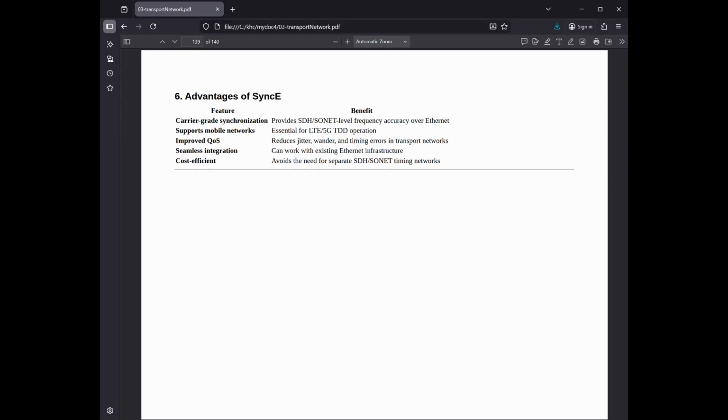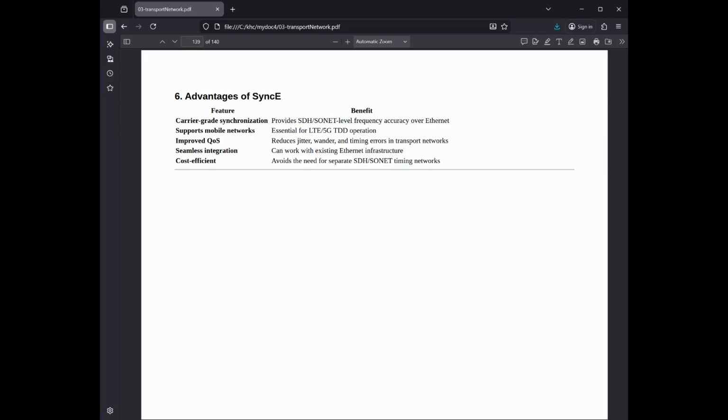Physical layer stability. Unlike packet-based timing, NTP/PTP, SyncE derives its clock from the bit stream on the wire. This makes the synchronization immune to network congestion, packet loss, or delay variation, jitter. High precision. It meets the stringent ITU-T G.8262 standards for clock accuracy, ensuring that frequency drift is kept within parts per billion, which is a requirement for carrier-grade service level agreements, SLAs.